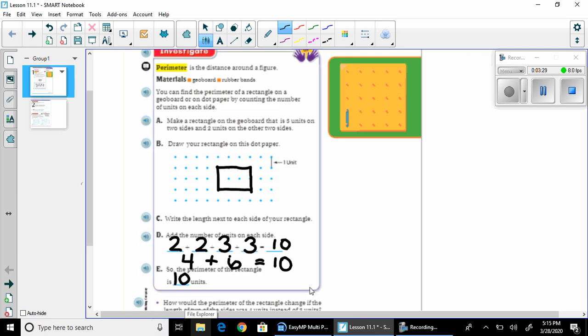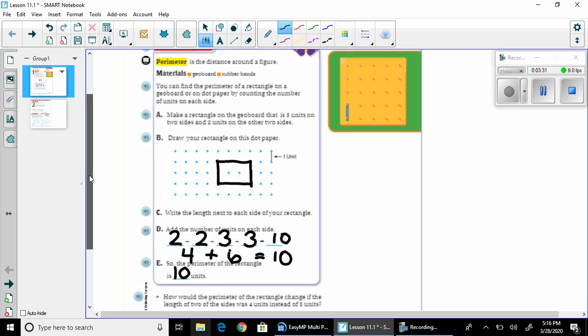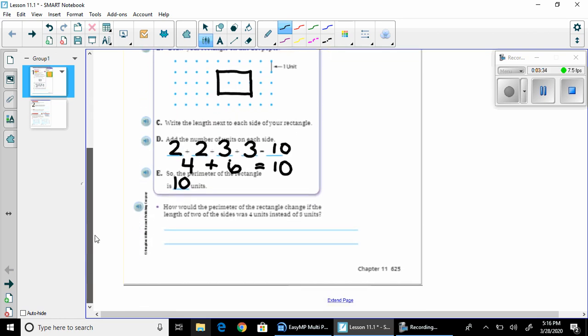I'm going to scroll down here for this bottom question. It says, how would the perimeter of the rectangle change if the length of the 2 sides was 4 units instead of 3? I would take my figure up above and change this to 4 units and change this to 4 units. Instead of redrawing our figure, we are just going to take our numbers down here and change our 3's by adding 1 unit to each.